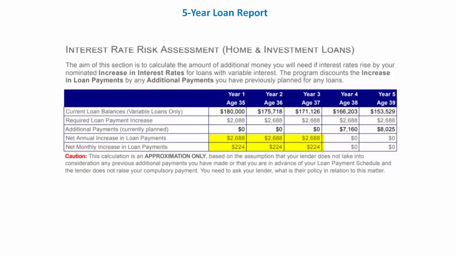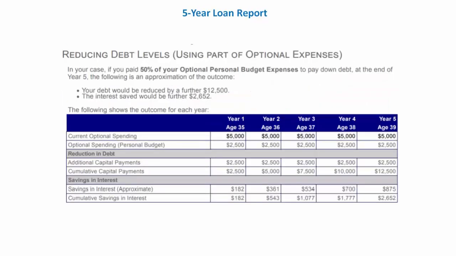In this example, no additional payments are planned for the first 3 years, so the person is exposed to the full effect of the 2% interest rate rise. In the last 2 years, sufficient additional payments have been planned to cover the cost of the increased loan payments. This section is intended to give the user a way to find some additional money to assist in debt reduction.